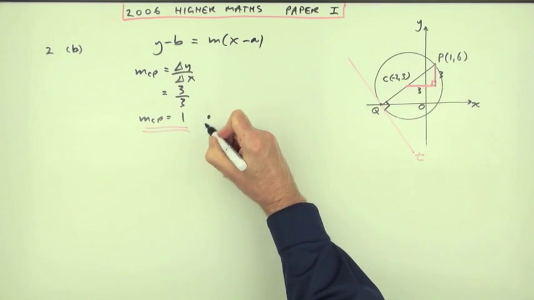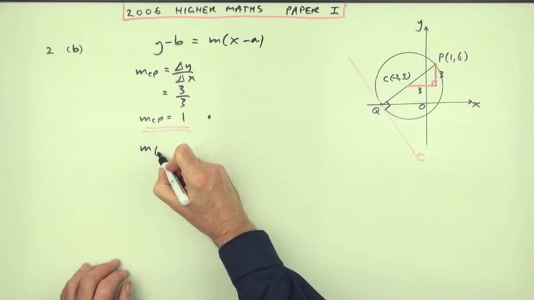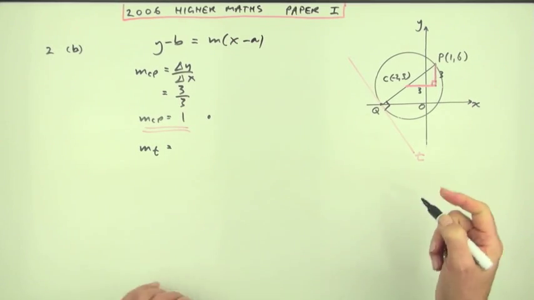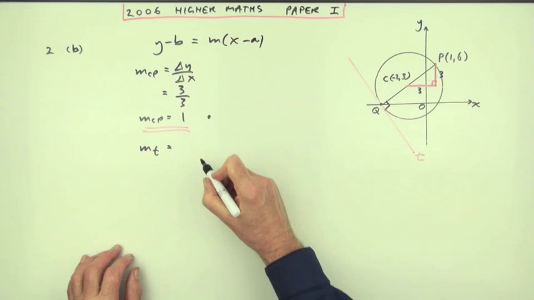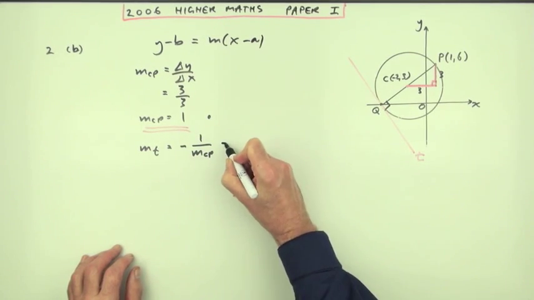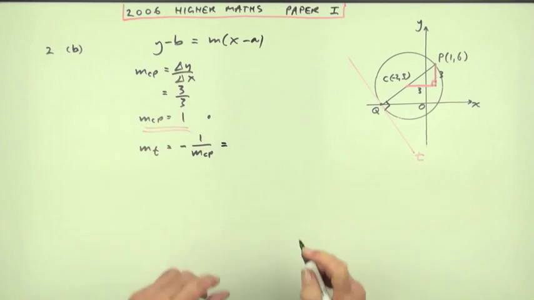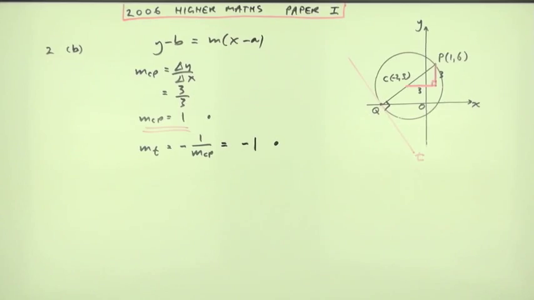Now that's 1 mark. That means that the gradient of the tangent will be the negative of the reciprocal. You can put down the reason if you like, but there's only 1 mark for the answer. It's the negative of the reciprocal of the gradient, which means turn it upside down and make it negative. So that will be negative 1. That's another mark.